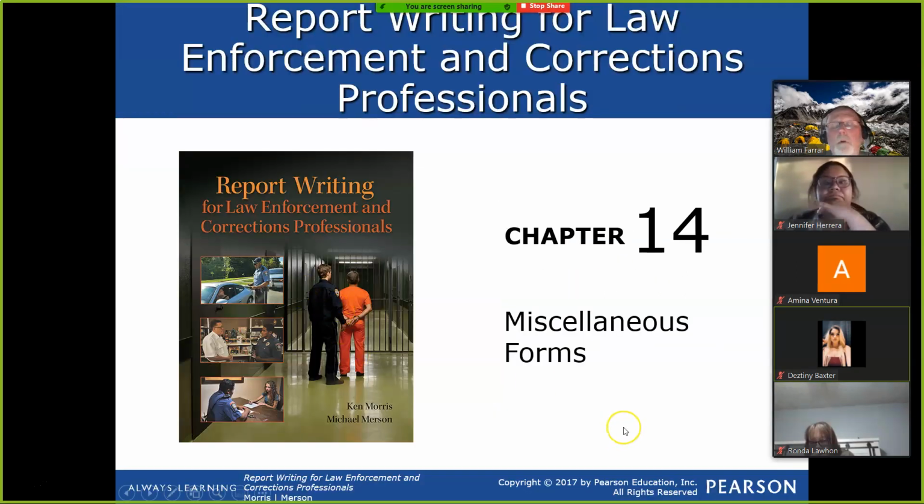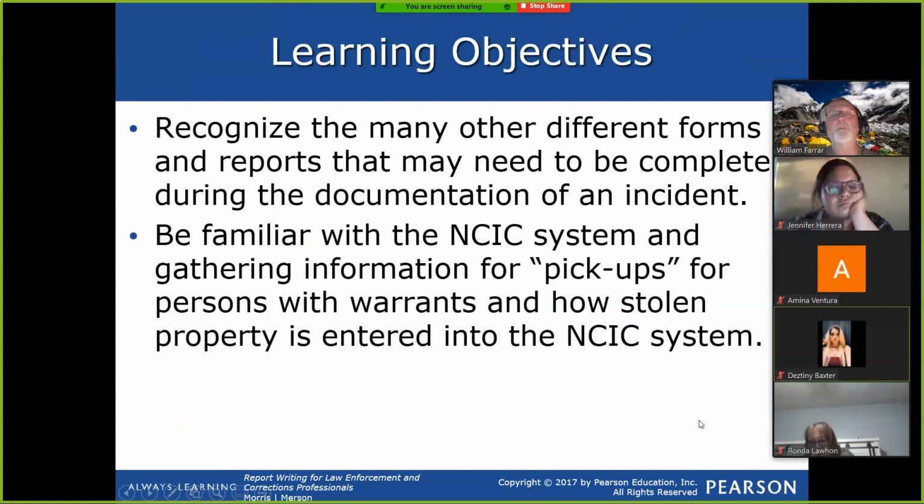So our lecture for this week is not going to be very long, but it's going to cover what we call miscellaneous forms. And there's a lot of them, and we're not going to go over all of them because it would take us a while. And remember, different departments have different forms a lot of times. But these are some miscellaneous forms that you're going to tend to run across.